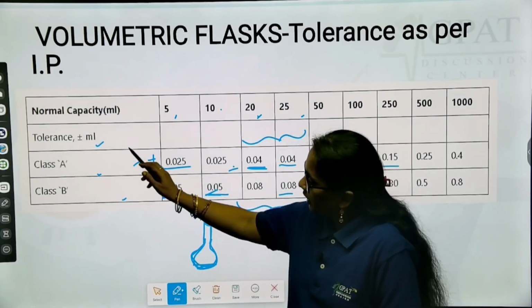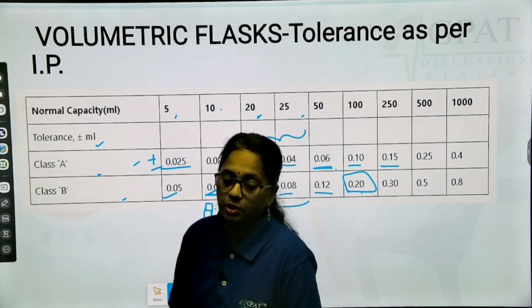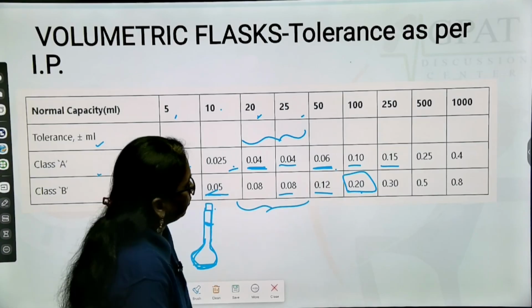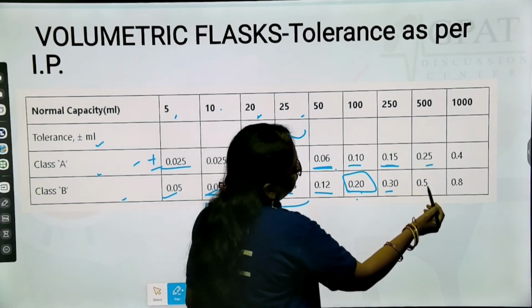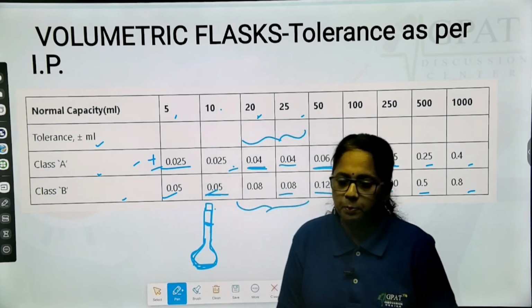So comparatively, if you observe class A and class B, the tolerance limits of class B are double those of class A, okay. So 0.1, this is 0.2, 0.15, 0.3, 0.25, 0.5, 0.4, 0.8. So in this way you can remember very easily.